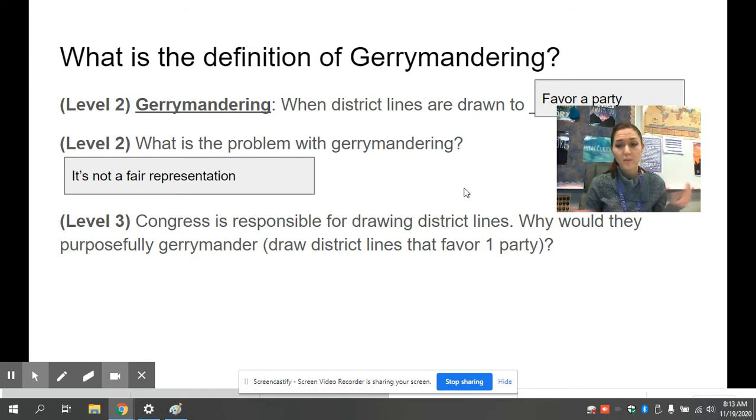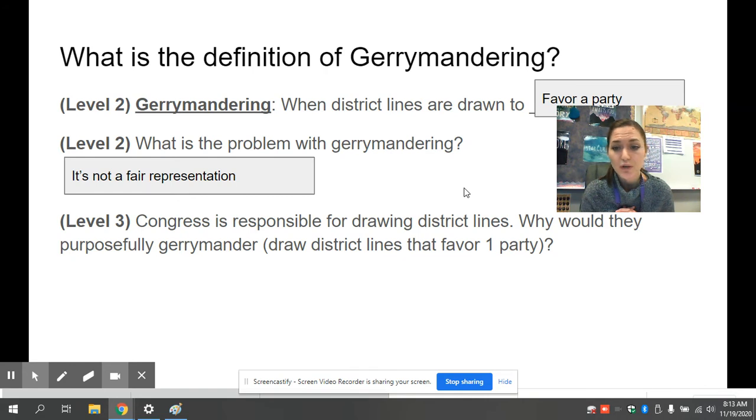Sometimes, remember, the party that's not in control can act as a watchdog, where they're watching the party that is in control to make sure that they're not overstepping their bounds. Making sure that they're not drawing district lines to gerrymander is one of the things that they might be watching for. All right, last question to add in your notes.